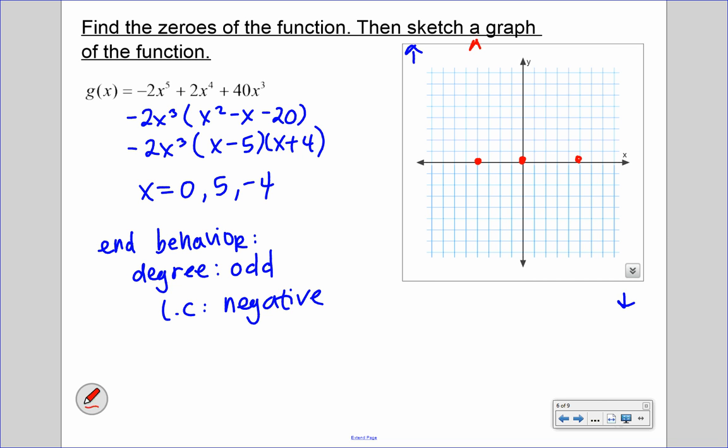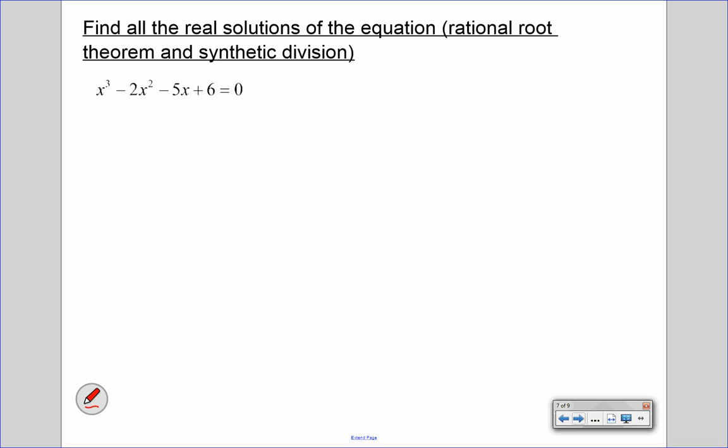And we're going to start upwards, and we're going to curve around a little bit, and then back up, and then down. So that's our rough sketch using our x and y intercepts and our end behavior. Now there's another method of being able to find your solutions of the equation, and that's usually using the rational root theorem and synthetic division.